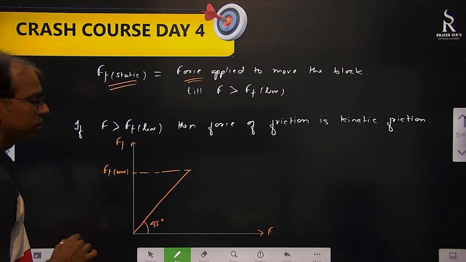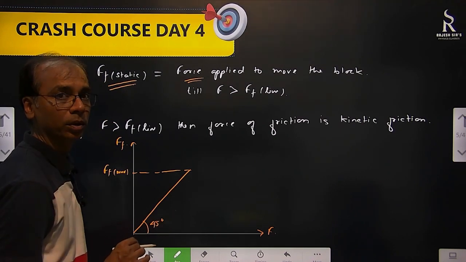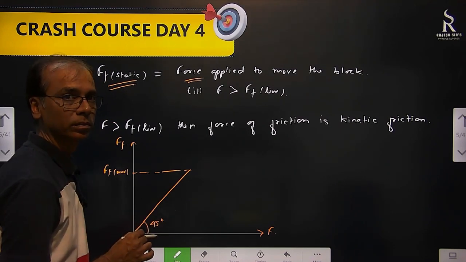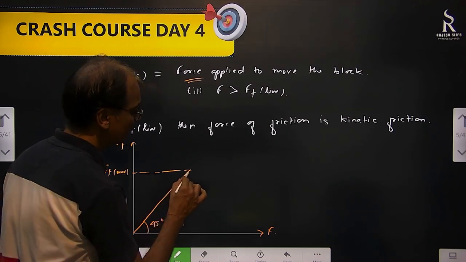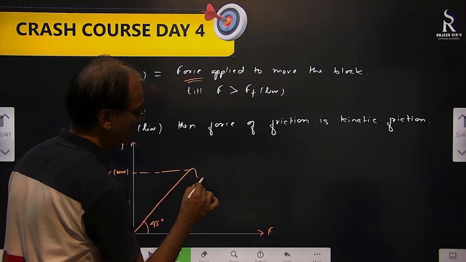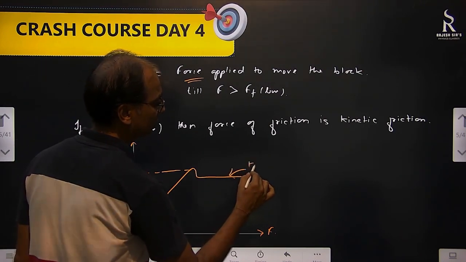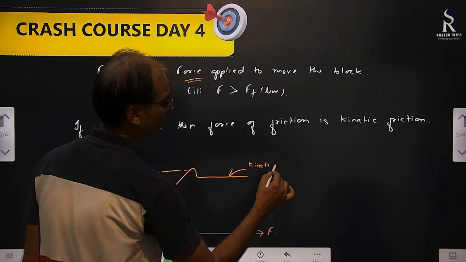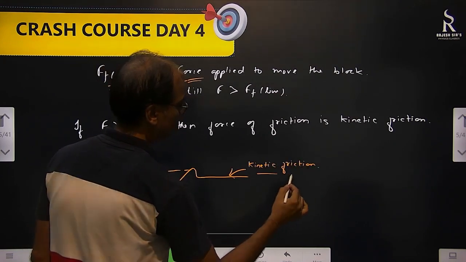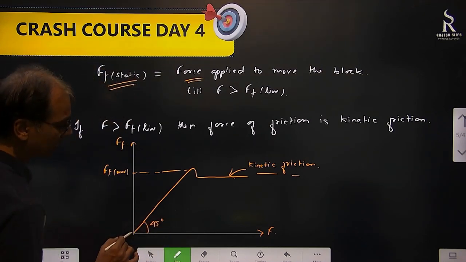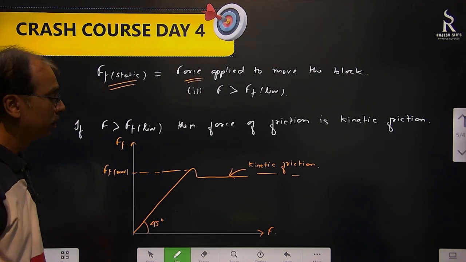Now what will happen? If you increase the force more than this, it will start moving, and then again force of friction will decrease. So it will be like this and become constant. This is kinetic friction, whereas this one is what? Static, from 0 to maximum value. This is the graph of friction.